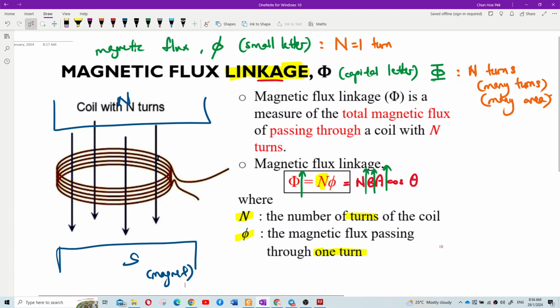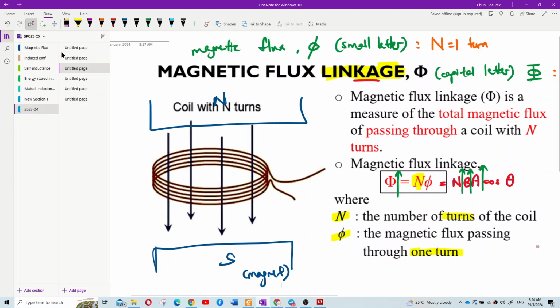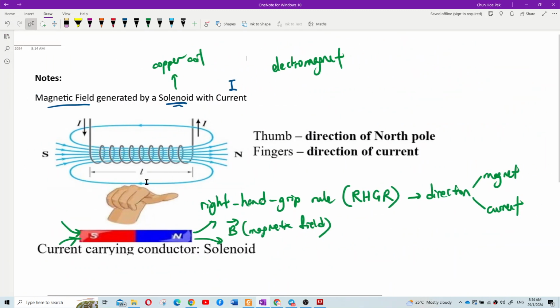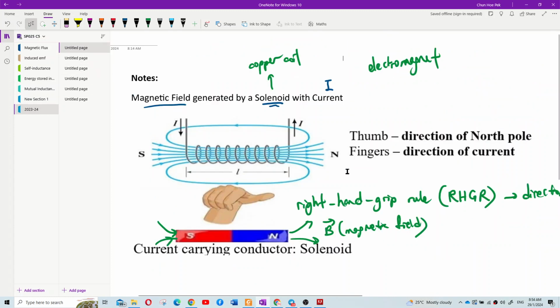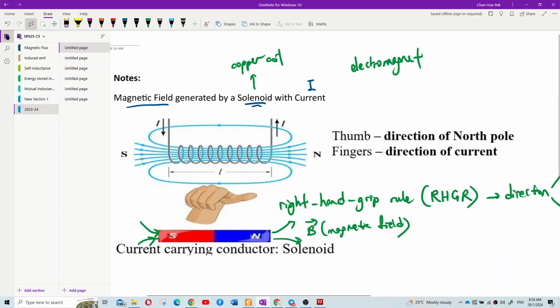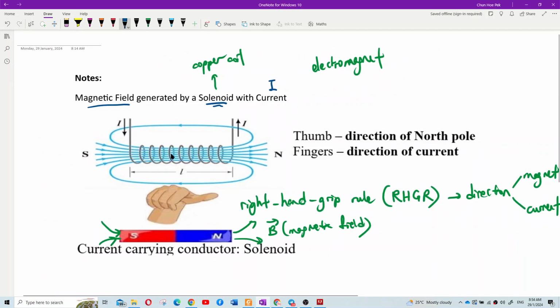I don't want you to be confused. Last time we learned about electromagnets, which generate a magnetic field, right? And this one is about magnetic flux. This magnetic field is not generated by the coil. This magnetic field is an external magnetic field from the magnet, not from the coil. So this one is different. I don't want you to get confused.